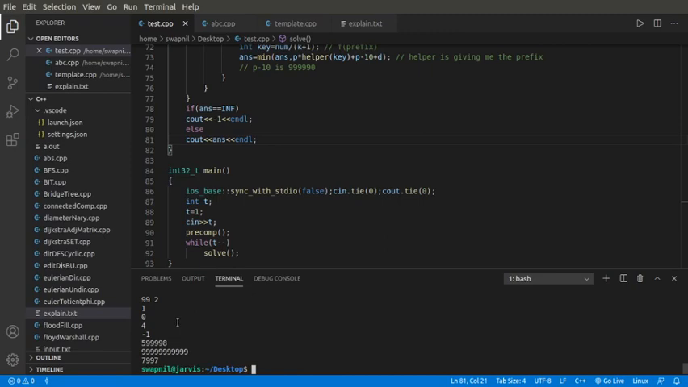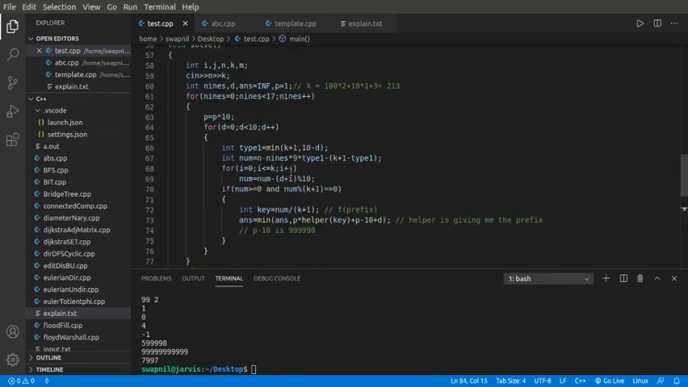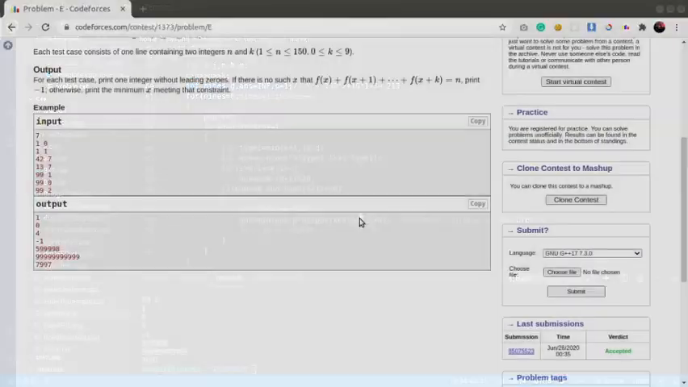104, minus 1, 5998, and yeah, it is working for the sample test cases. So I'll move to Codeforces and I'll try to submit this answer.